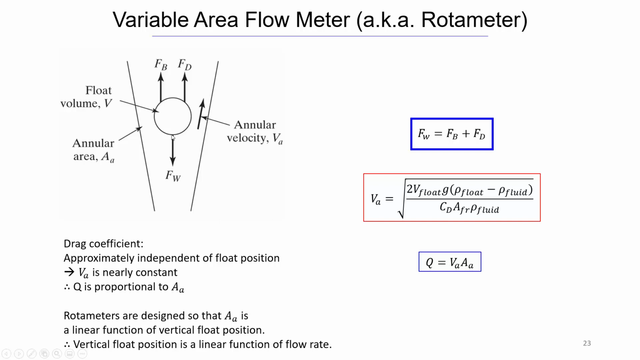So as this pushes up and the annular area increases, it means that the volumetric flow rate increased. And then also these are designed so that the annular area is a linear function of the vertical float position. So the vertical float position is a linear function of flow rate. So the float itself, wherever that is vertically, indicates the flow rate.